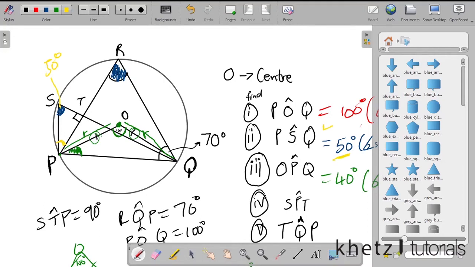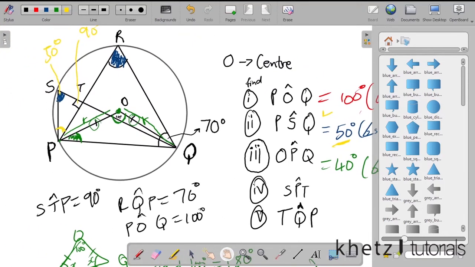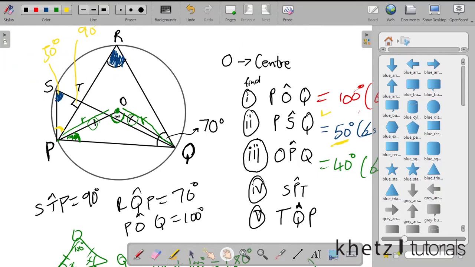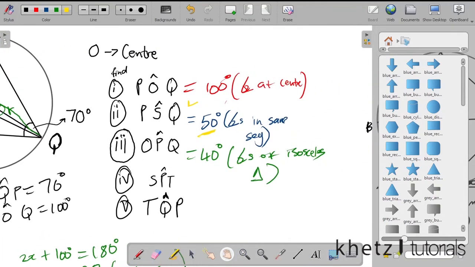We found that to be 50 degrees, and we know that this is 90 degrees. It was given to us in the question. And therefore, the final angle, which is SPT, we asked about SPT now. We can just say SPT is equal to 180 degrees, subtract 50 degrees plus 90 degrees.